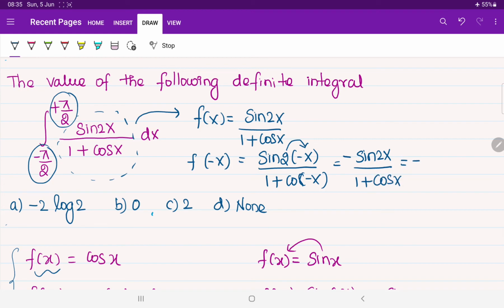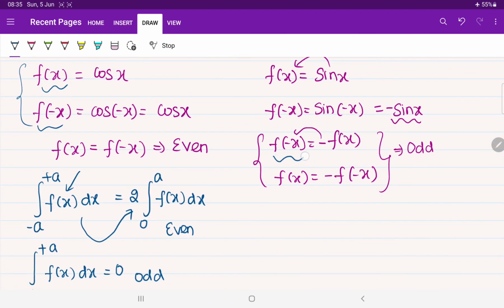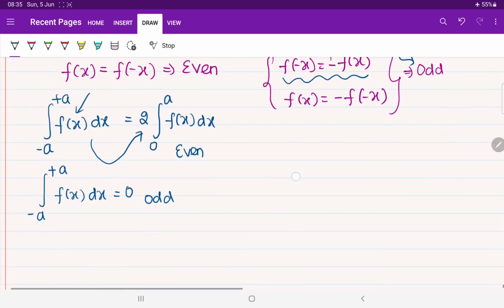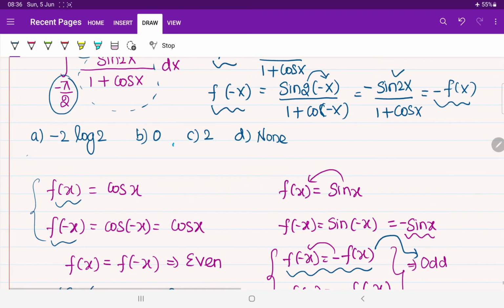Now, if you carefully observe this, minus of sin 2x by 1 plus cos x, where sin 2x by 1 plus cos x can be replaced by f of x. So, what is the conclusion? F of minus x equals minus f of x. It means what? When f of minus x equals minus f of x, then that function is defined as an odd function. In case of integration, whenever you observe that the function is reflecting the properties of an odd function, then the resultant answer is going to be 0. So, the correct answer for this question is 0. See how beautifully we have resolved this question.